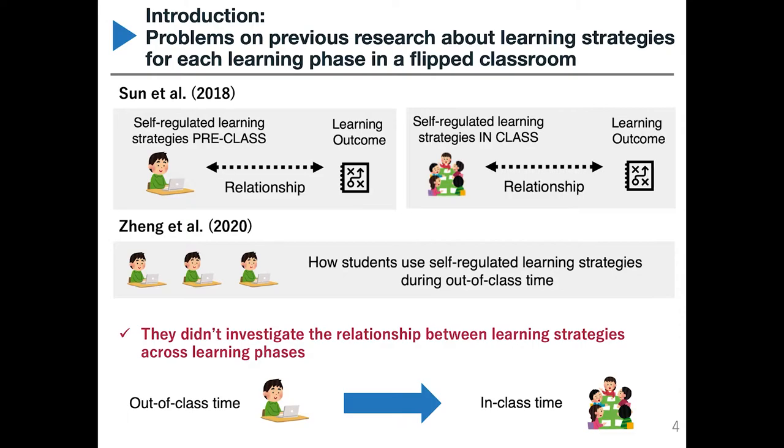Sun and her colleague investigated the relationship between self-regulated learning strategies during pre-class time and learning outcomes of preparation, as well as between self-regulated learning strategies during in-class time and learning outcomes of the class. Chen and her colleague interviewed students who took part in flipped classroom courses about how they use self-regulated learning strategies during the pre-class time. However, they didn't investigate the relationship between learning strategies across learning phases.